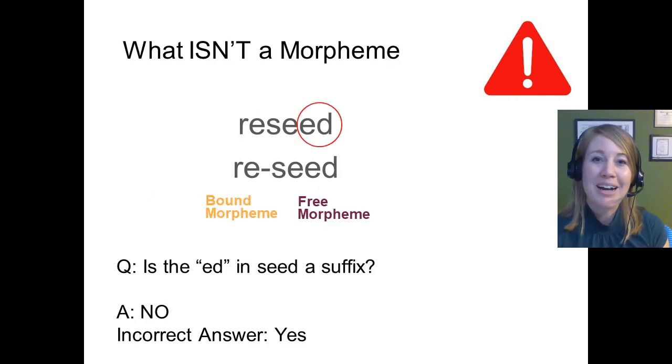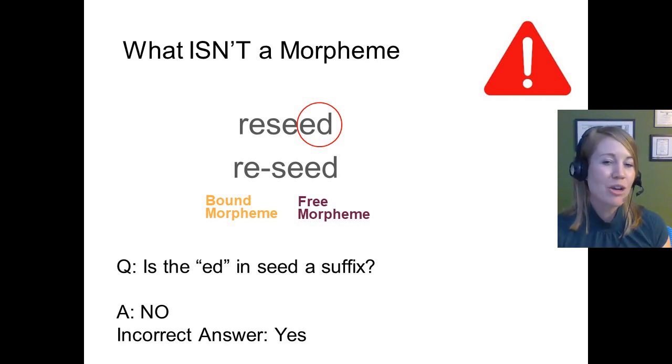Something else I want to point out is what a morpheme is not, okay? Let's look at the word reseed. Re is a bound morpheme, and seed is a free morpheme. But notice how this word ends in ed, right? It ends in ed. Well, isn't that a morpheme then? It's making it past tense? Well, no. No one in here should think seed is a past tense word, right? I know you don't think that.